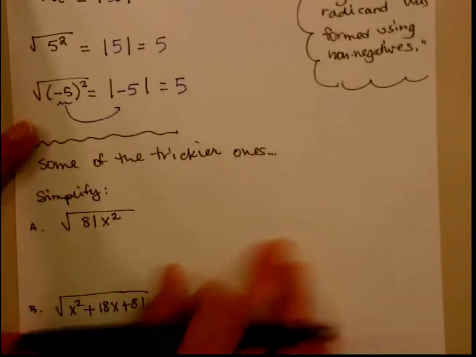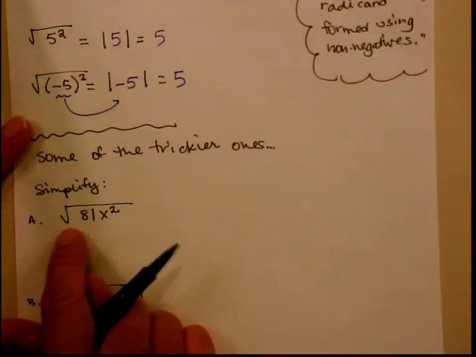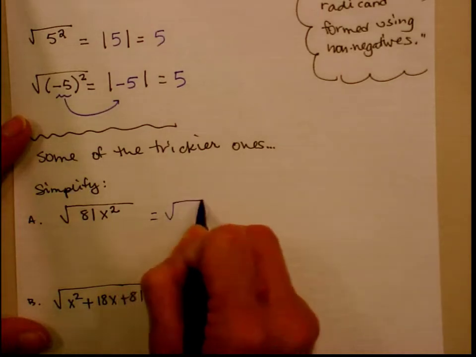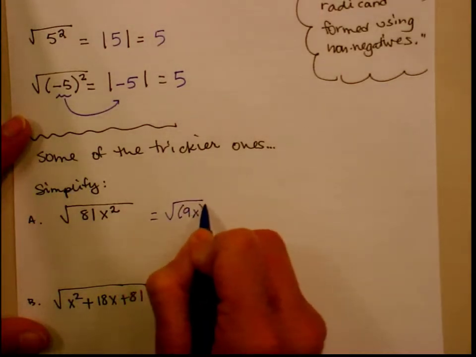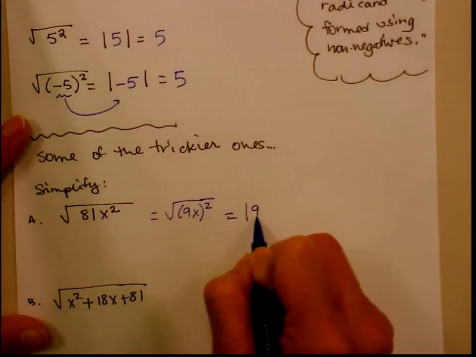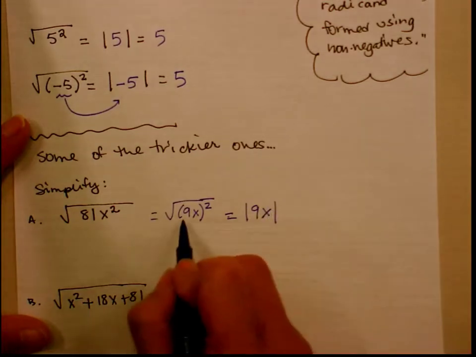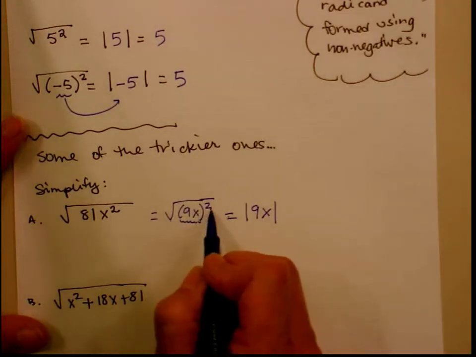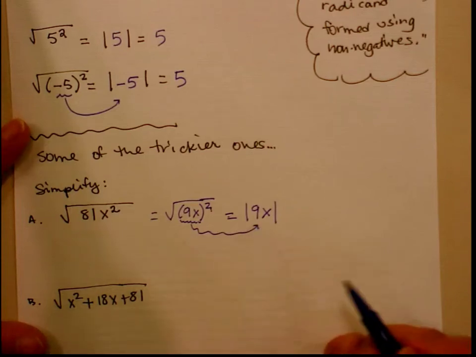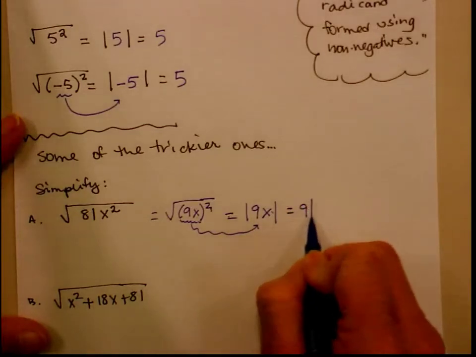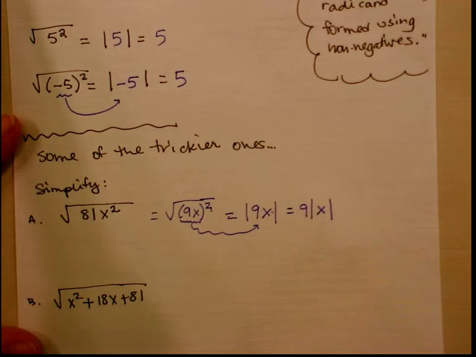Okay, typically it's when we have these expressions. So here's one. Square root of 81x squared. Okay, so that's the square root of 9x quantity squared. And so that would be the absolute value of 9x. So if you can get that radicand to be something squared, then the square root and the squaring kind of cancel as long as that radicand goes in some absolute values. Now, since we already know what 9 is, we could bring that out and just leave the x behind in the absolute values. Okay.